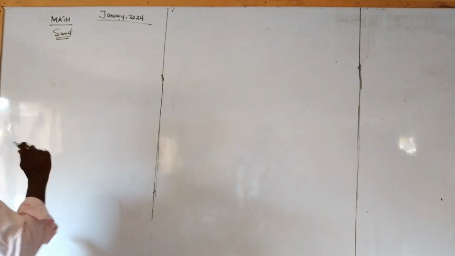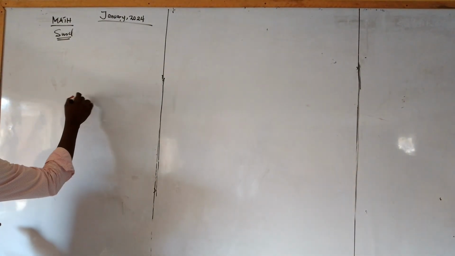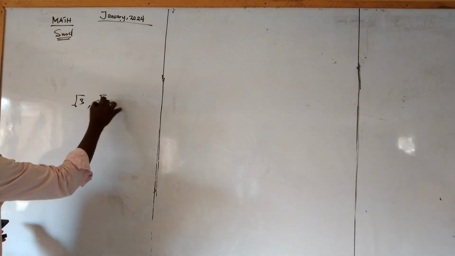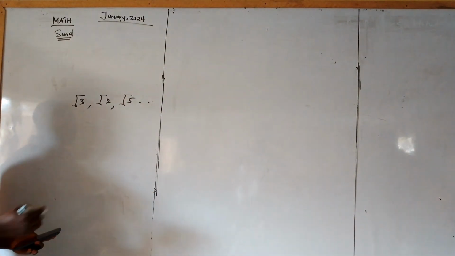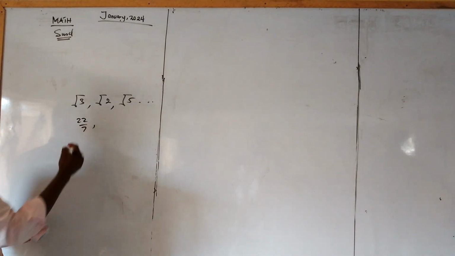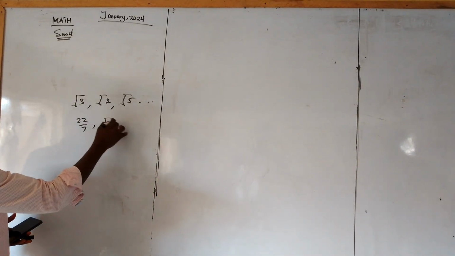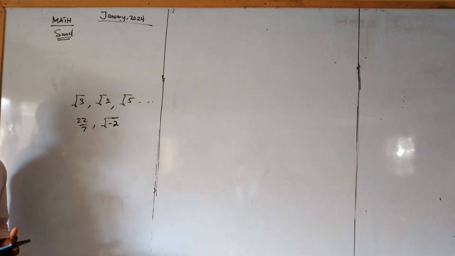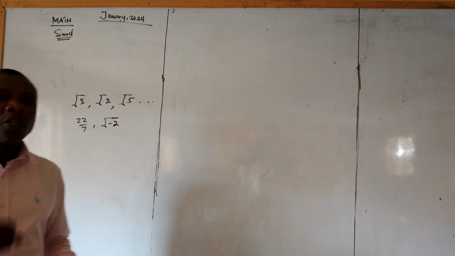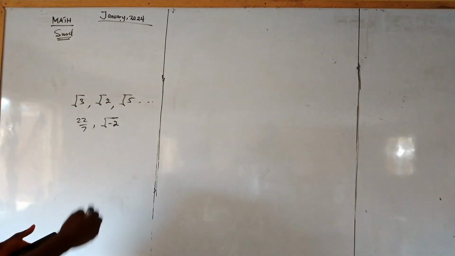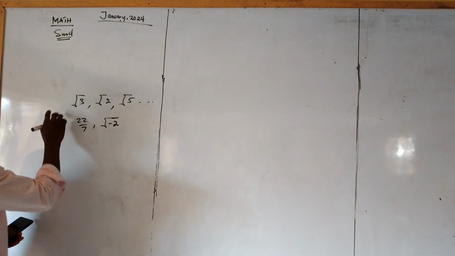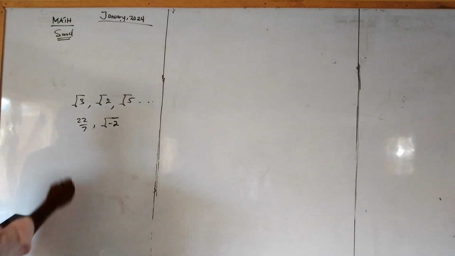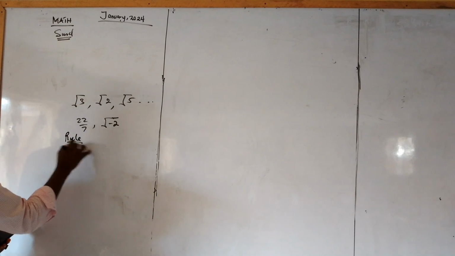Examples of surds are root 3, root 2, maybe root 5. These are irrational numbers. 22 all over 7 is an irrational number. Root 2, these are all irrational numbers. And surd is a part of these irrational numbers. In surds, we have rules that guide the solving of surds.